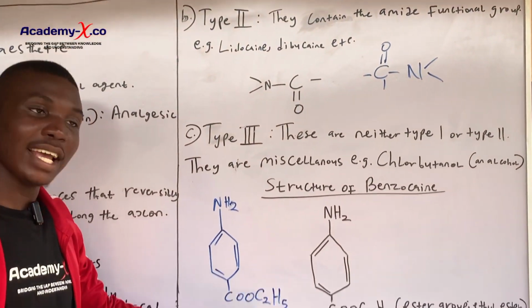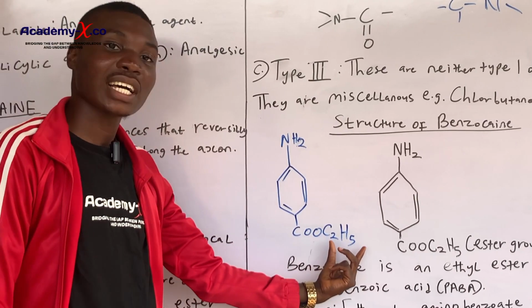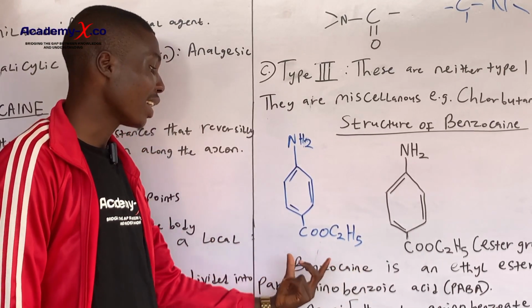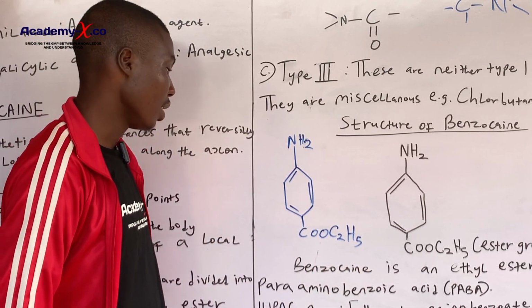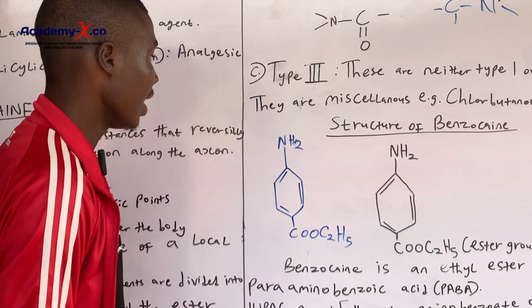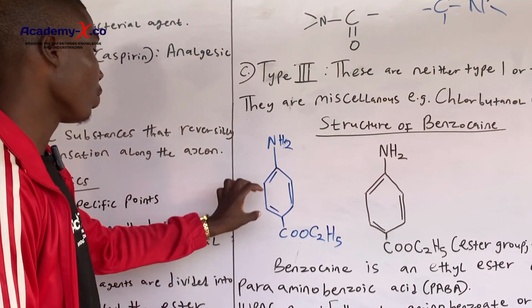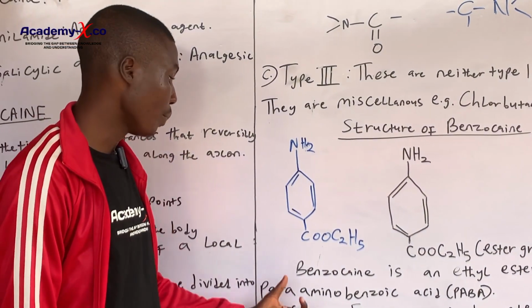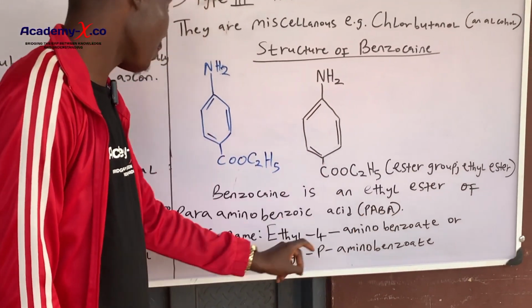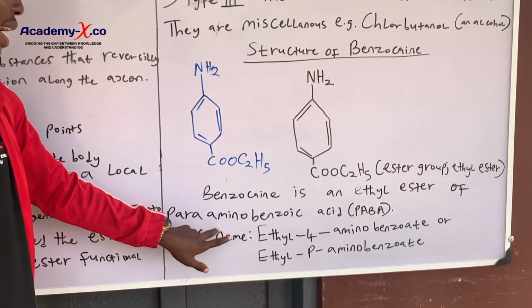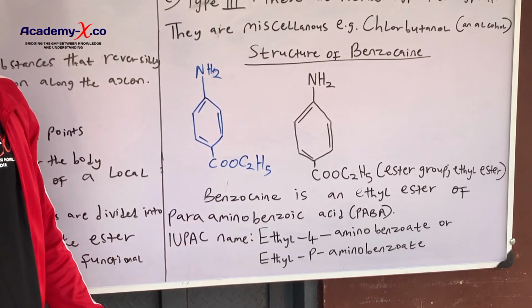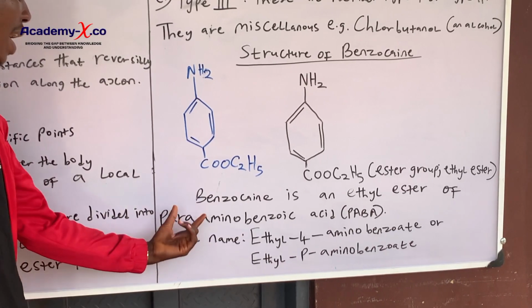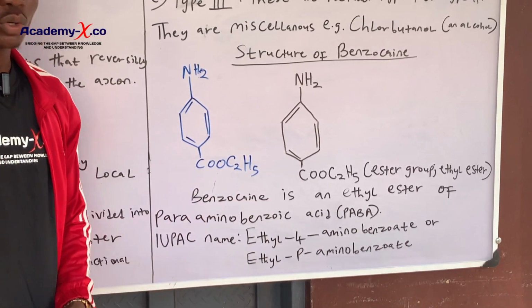So this is ethyl ester because of the kind of alkyl group we have attached to the ester formation we have here. So this is what we refer to as benzocaine. So benzocaine is an ethyl ester of para-amino benzoic acid. Now let me draw para-amino benzoic acid.